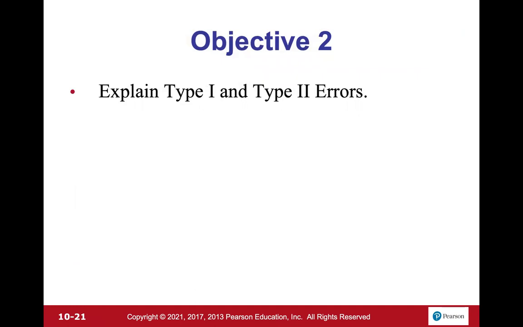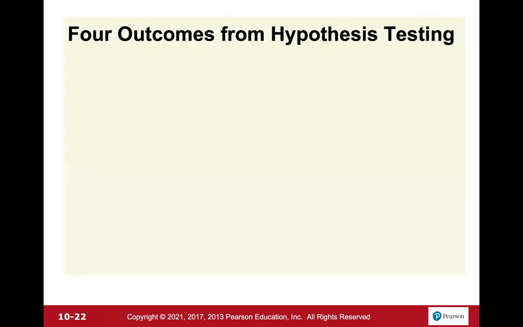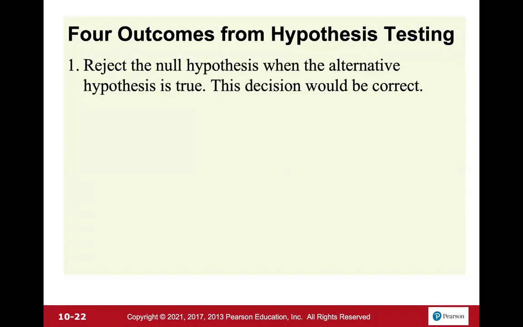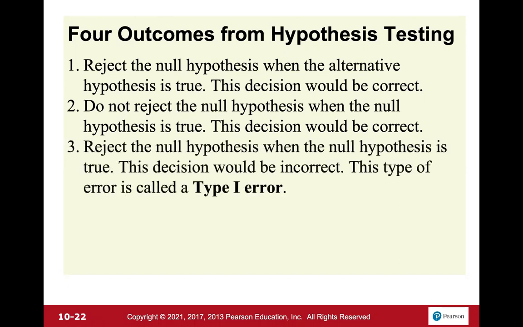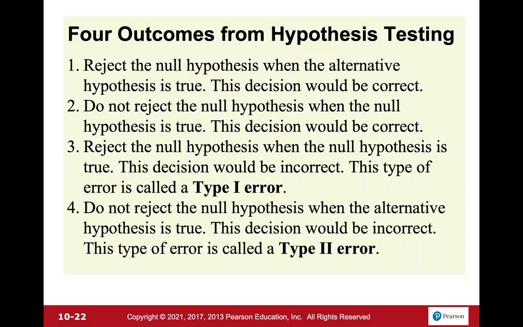Next, we have the difference between a type 1 and a type 2 error. So there are 4 outcomes from hypothesis testing. 1, we would reject the null hypothesis when the alternative hypothesis is true. So this decision would be correct. 2, we do not reject the null hypothesis when the null hypothesis is true. This decision would be correct as well. 3, we would reject the null hypothesis when the null hypothesis is true. This decision would be incorrect. So this type of error would be called a type 1 error. And we do not reject the null hypothesis when the alternative hypothesis is true. So this would be a type 2 error.